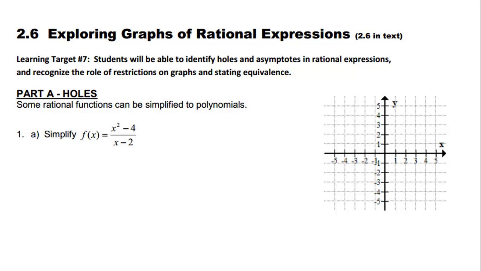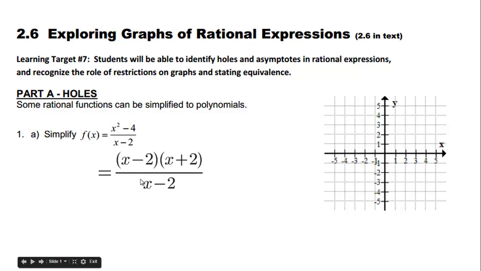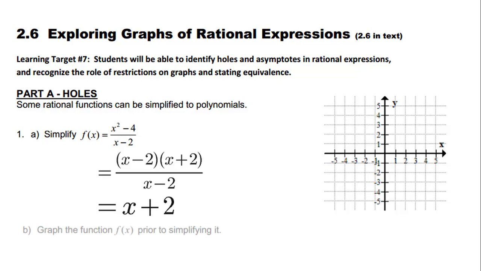So we get this function f of x that we want to simplify. When we simplify it, we notice that we can factor the top as a difference of squares, x minus 2, x plus 2. And then on the bottom we have x minus 2 as well. And so we saw from the previous lesson that we can cancel those x minus 2's, and we end up with just x plus 2. Now I didn't write that here, but we do have the restriction. I didn't really want to give it away, so I want to look at the graph.